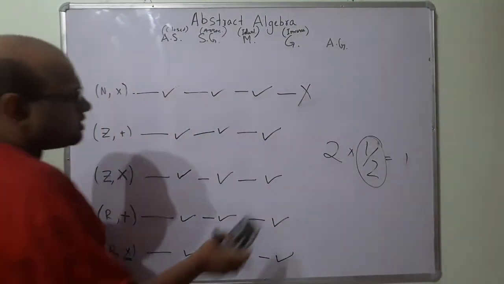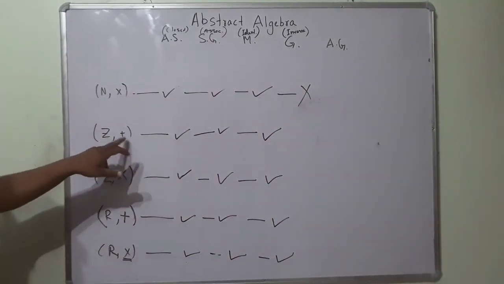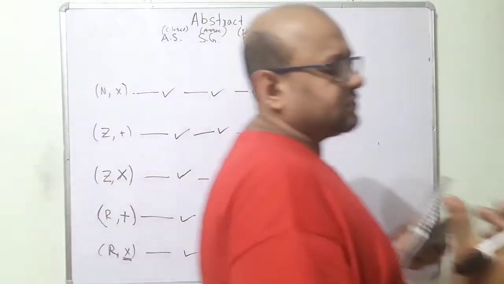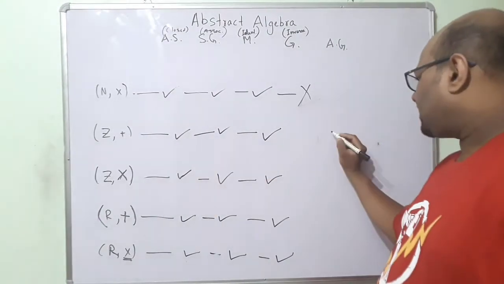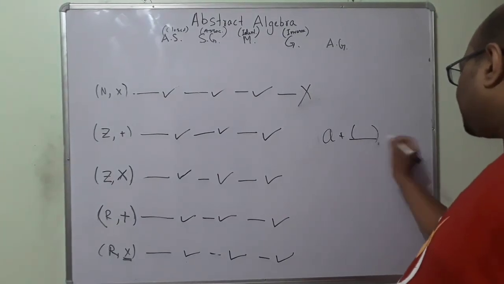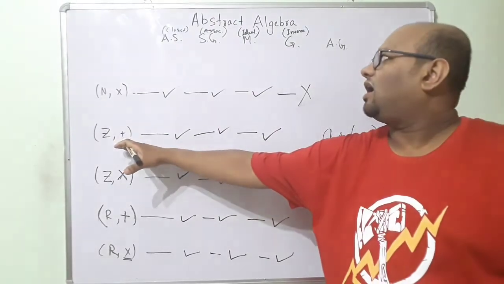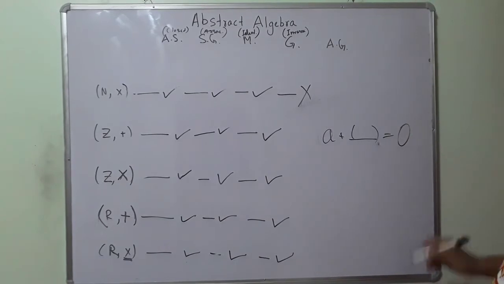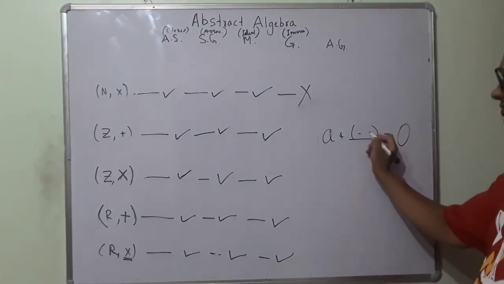Okay, what about the set of integers under the operation addition? So if I get any integer a, when I add something with a, I will get back my additive identity. What is the additive identity? The additive identity is 0. So what is it that will be here? It will be minus a.